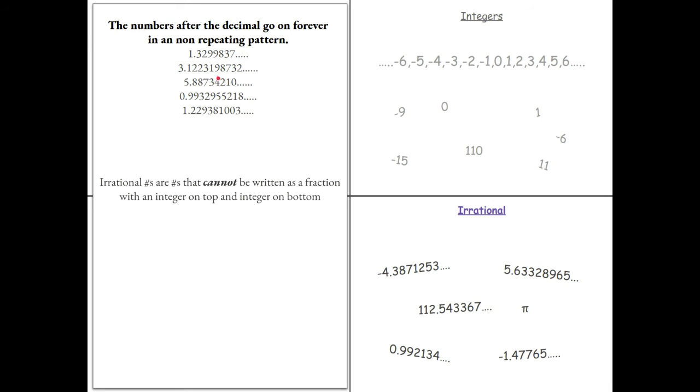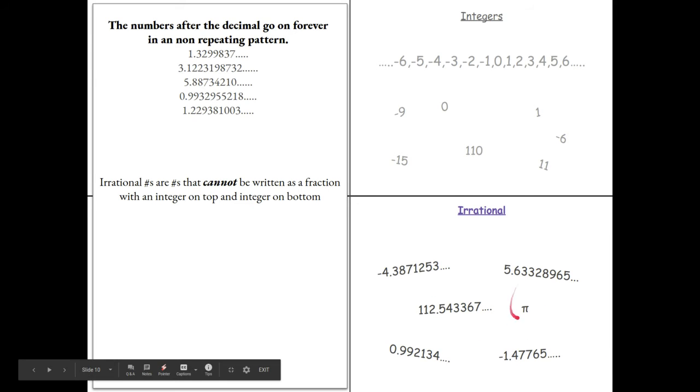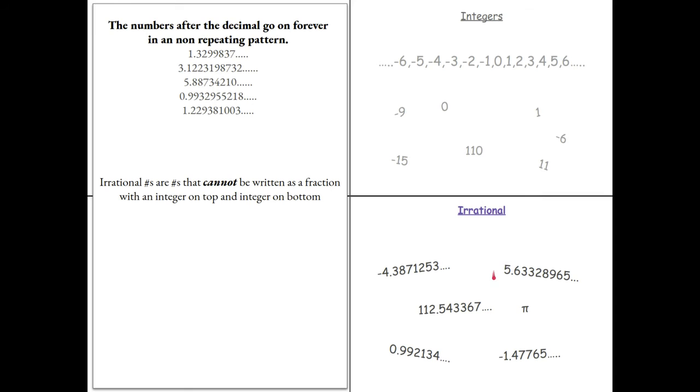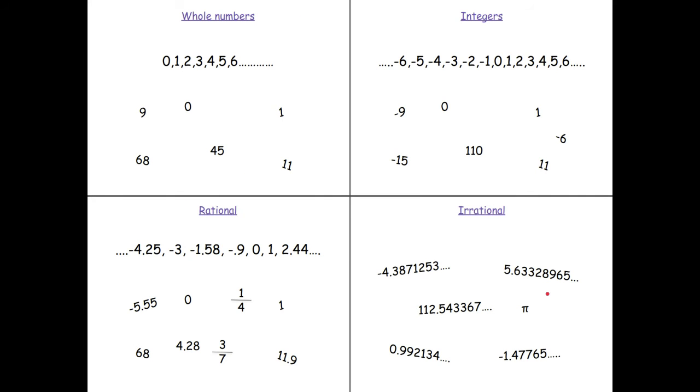And unlike a rational number, irrational numbers cannot be written as a fraction with an integer on top and an integer on the bottom. So irrational numbers cannot be written as fractions. Like the number pi is 3.14, and then you have the numbers going on and on in a non-repeating pattern forever. Those are the 4 types of numbers known for the Algebra 1 course.